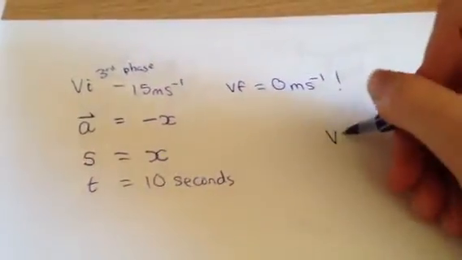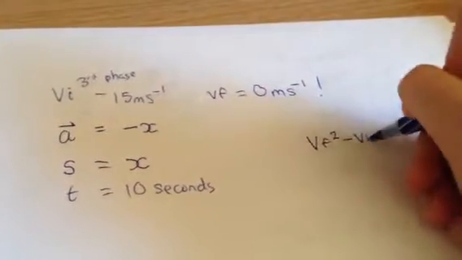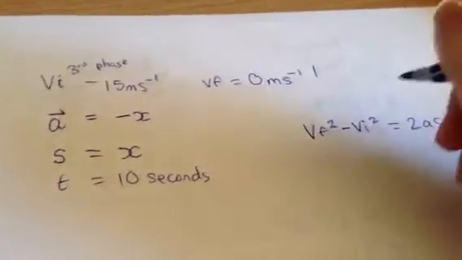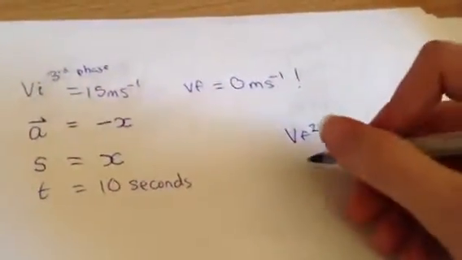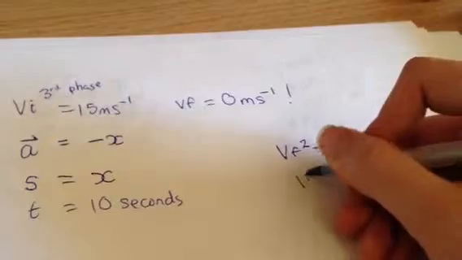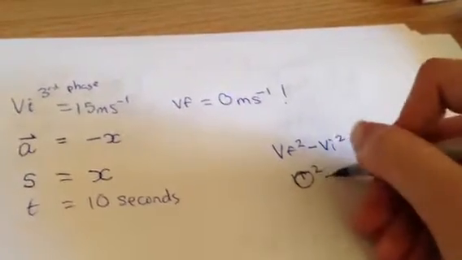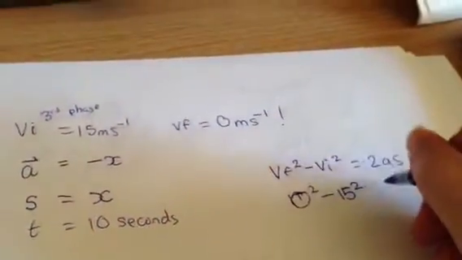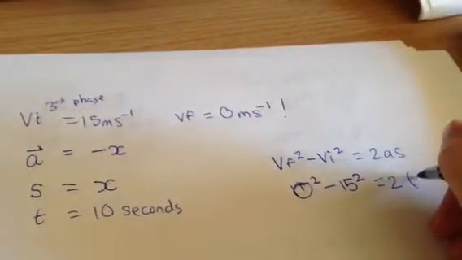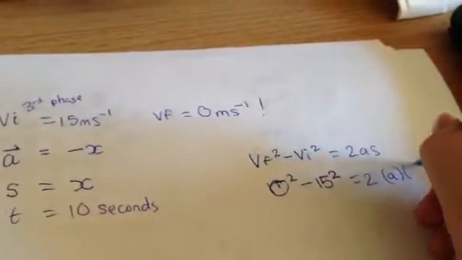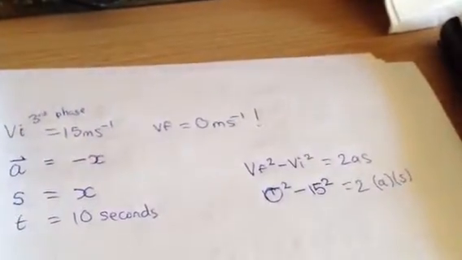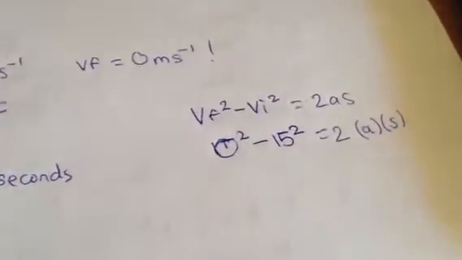So I reckon the formula that's best for this is v_f squared take v_i squared equals 2as. And to be able to use this, we basically just substitute in the values. So that should be an equals there, just so we don't get confused. So we have 0, our final velocity, 0 squared, take 15 squared. You can see I just plugged in the values. And we have 2 lots of the acceleration, which we don't know, over the distance, which we also don't know as of yet. So that is what we ideally want to be able to get.